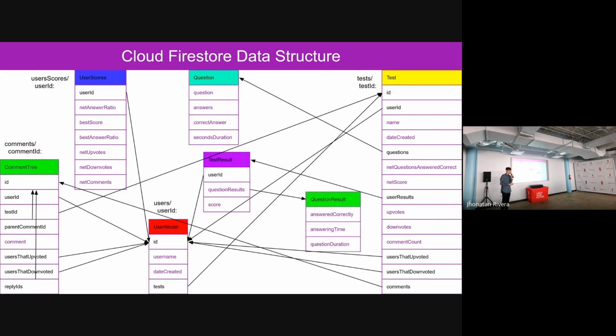So for the Cloud Firestore structure, each test has feedback from the user's information. It has the results of each user, which is just a test result that contains the results of each question. Each user has their account information and also their scores. Each test has each question, and each comment can comment in a test, but can also reply to another comment. And each comment also has feedback from other users.